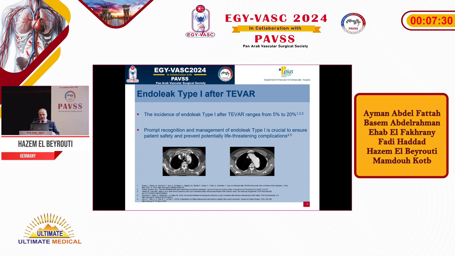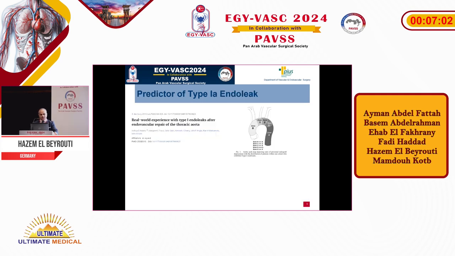Back to the endoleak. Endoleak type 1A is a serious complication after TEVAR and represents a significant challenge for all of us vascular surgeons. It has an incidence of up to 20%, and rapid detection and treatment of these kinds of complications is essential to ensure patient safety and prevent serious complications such as rupture.